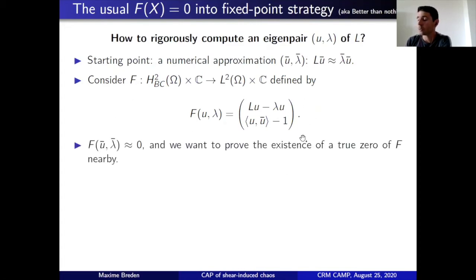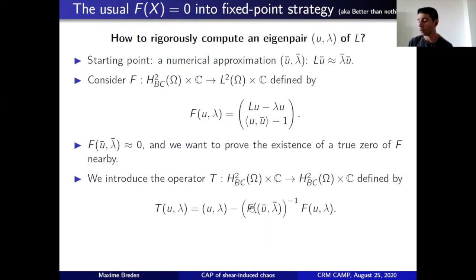And so now we have this f equals 0 problem for which we have an approximate 0, and the goal is to prove that near this approximate 0, there is a true solution to that problem, and to get small and explicit error bounds. So to do that, we introduce a Newton-like operator, which is written like this. The only difference with the true Newton operator is that we fix the derivative here at the numerical solution and not at u and lambda. Of course, the fixed points of this operator are in one-to-one correspondence with the 0 of f. So proving the existence of the 0 of f is the same as proving that this has a fixed point.